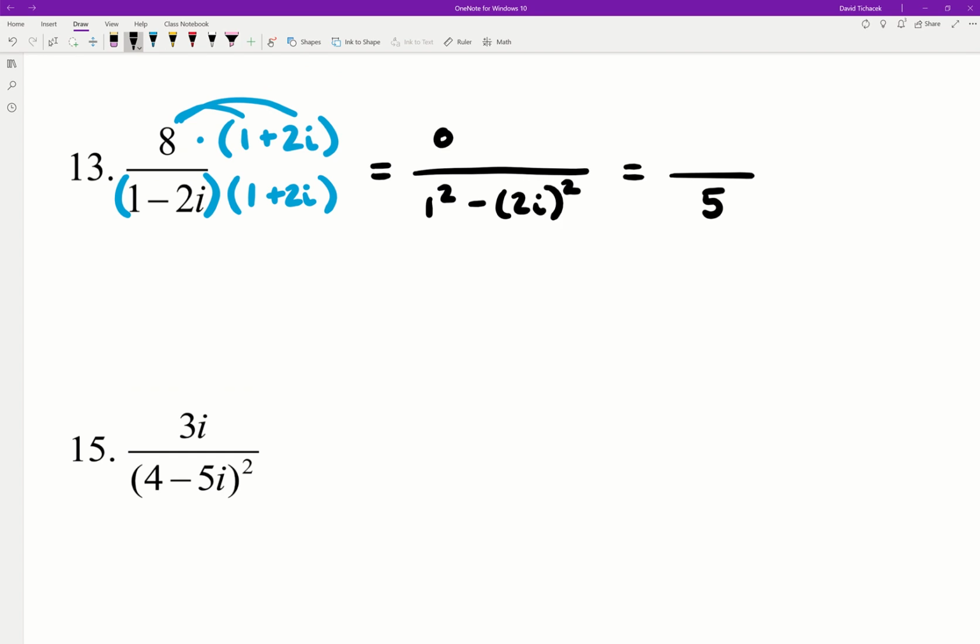Okay, so 8 times 1, of course, is 8, plus 8 times 2i, which is going to be 16i, and we end up with 8 plus 16i all over 5. You might want to call that your answer, but remember, always check this in the calculator.